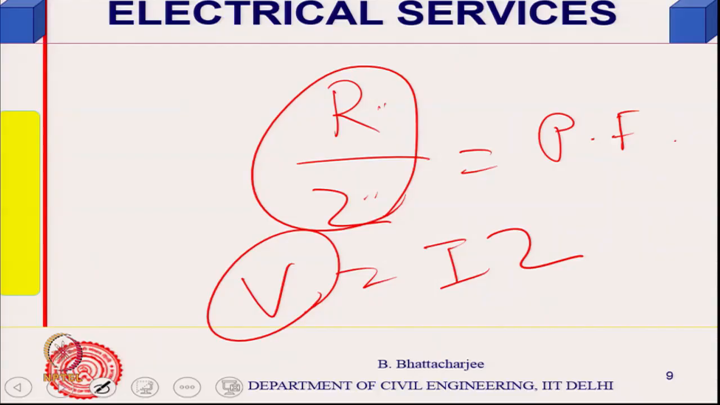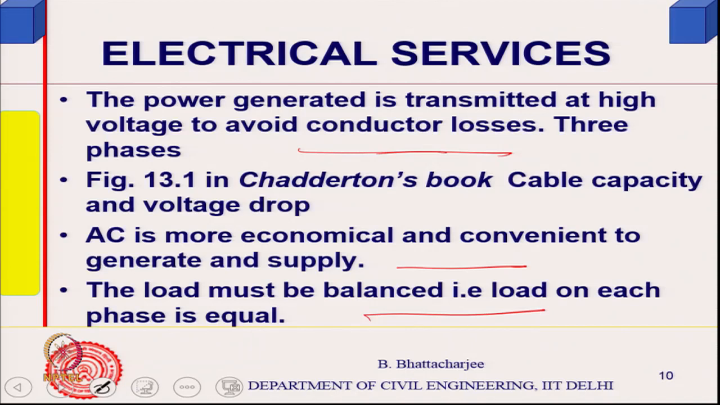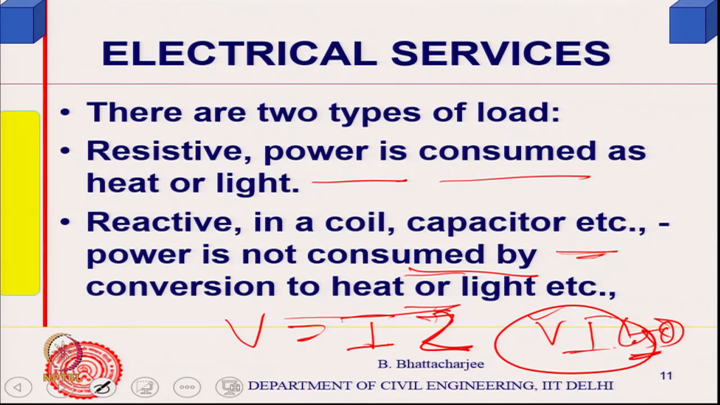So one of the principles is that the power generated is transmitted at high voltage, that we have said, and then we have said that there are two types of load: resistive, where power is consumed as heat or light, and reactive, in a coil or capacitor and so on, where power is not consumed by conversion into heat and light.